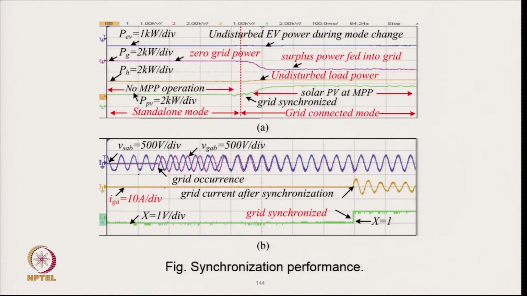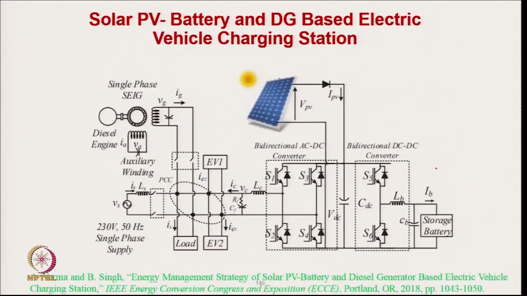And this is typically the synchronization. You are operating already with the earlier mode, when the grid appears, then synchronization takes place and you close the switch here and the grid current starts appearing.